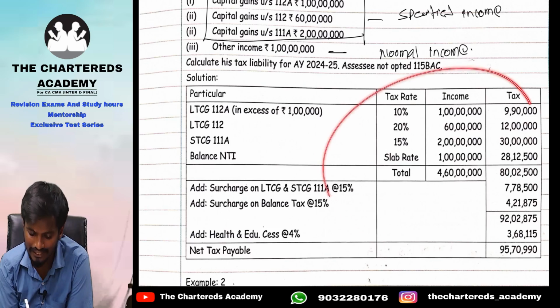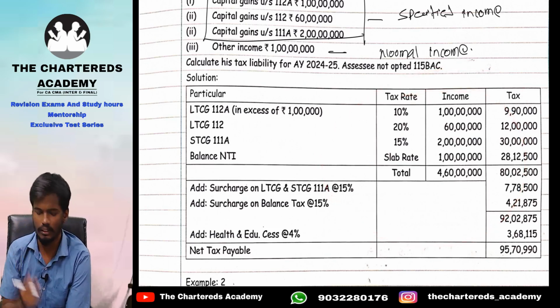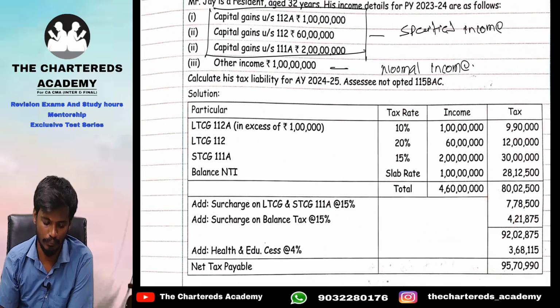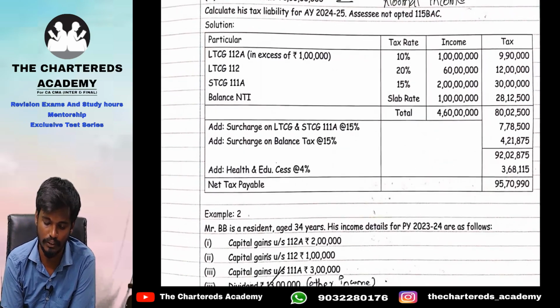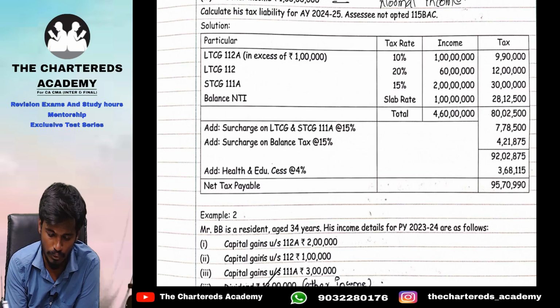This is the total tax. This is the way to compute the total tax. Now we can calculate how to compute the surcharge on the tax. Very simple.